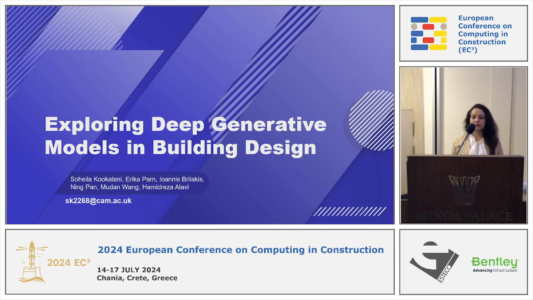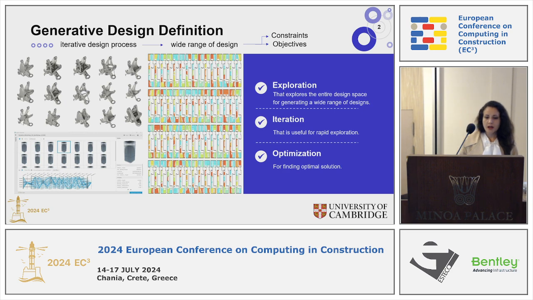The title of my review paper is Exploring Deep Generative Models in Building Design. Generative design is an iterative process that generates a wide range of designs considering constraints and objectives. There are three main components for generative design, including exploration that explores the entire design space for generating a wide range of designs, iteration that is useful for rapid exploration, and optimization for finding optimal solutions.